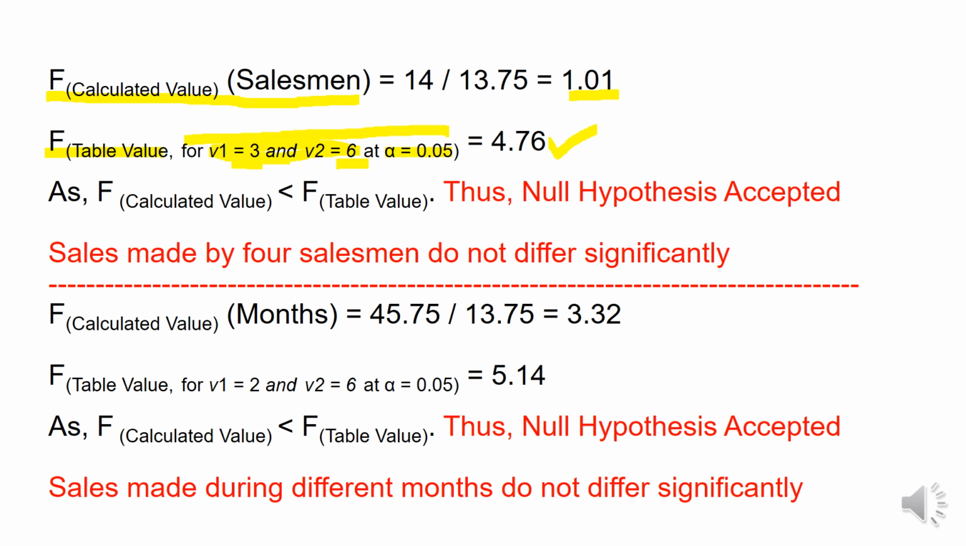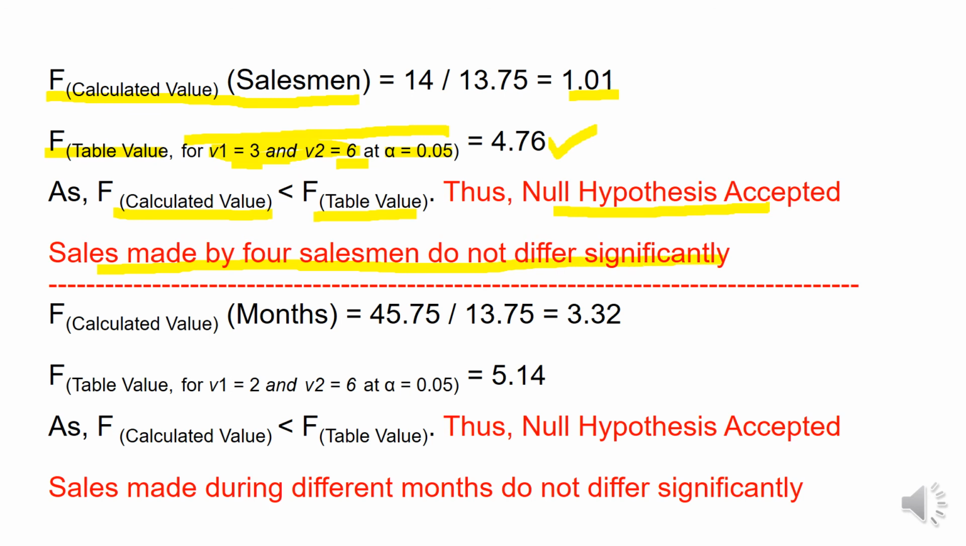As we did in the earlier question, we'll now compare the calculated value with the table value. In our case, the F calculated value, which is 1.01, is less than the F table value, that is 4.76, as 1.01 is less than 4.76. Thus, the null hypothesis gets accepted, which means the sales made by 4 salesmen do not differ significantly.